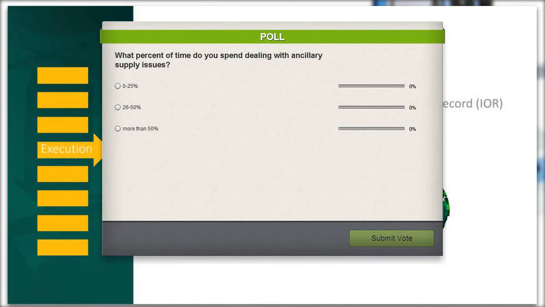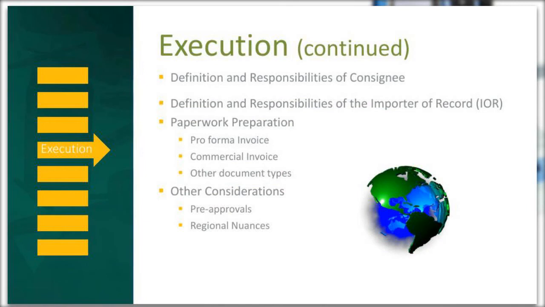Okay, so appearing on your screen, you should see: what percent of the time do you spend dealing with ancillary supply issues? So if we could just take a minute while you go ahead and respond. Okay, thank you very much for doing that. It looks like the vast majority of you, or all of you, really spend 25% or less of your time dealing with ancillary supply issues. So that's a great thing. What it means is, although many of you from our first poll are not necessarily the primary person responsible for ancillary supplies, when you do have to deal with it, it doesn't appear to be an overwhelming issue for you. So that's great to hear.